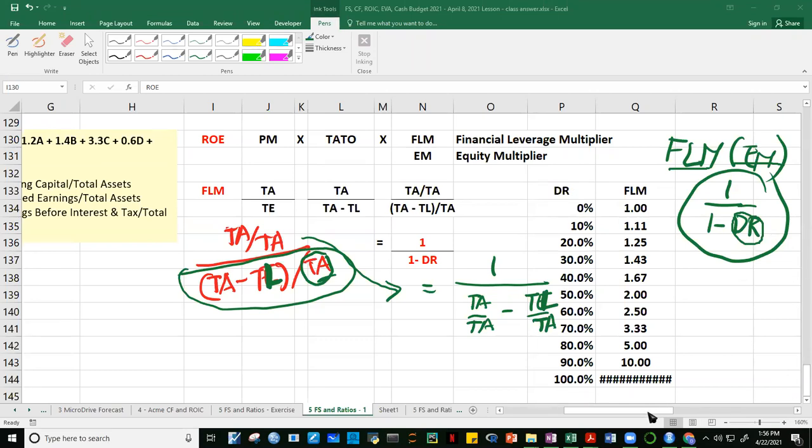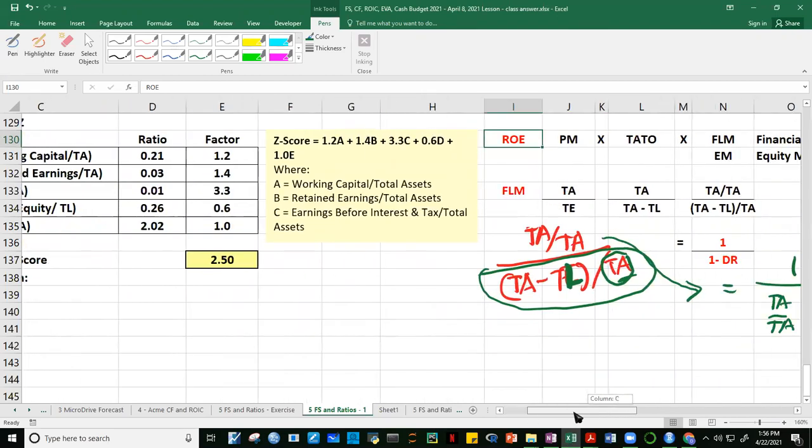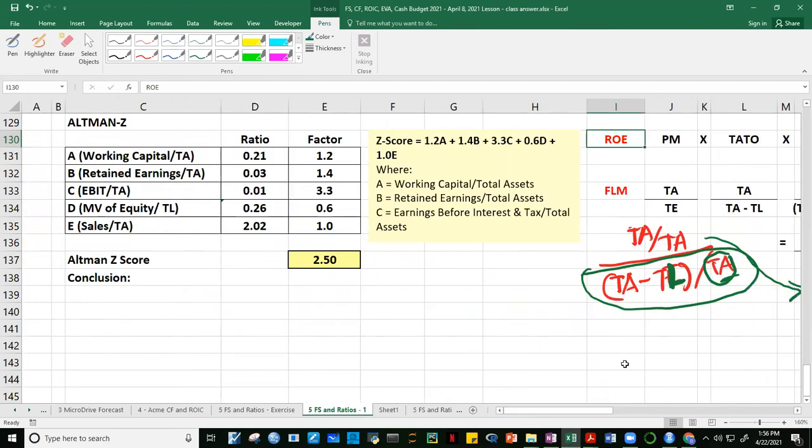Kasi ang clue dyan guys, hindi lang naman iisa yung component ng ROE, di ba? Ayan, kitang-kita nyo guys, may ibang component yan. So try to see how the other components will be affected.